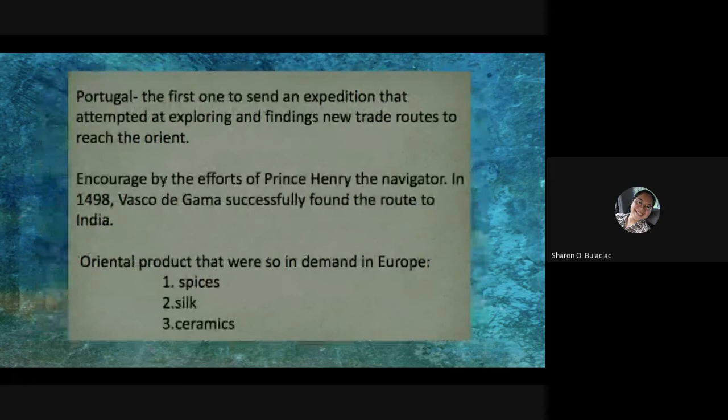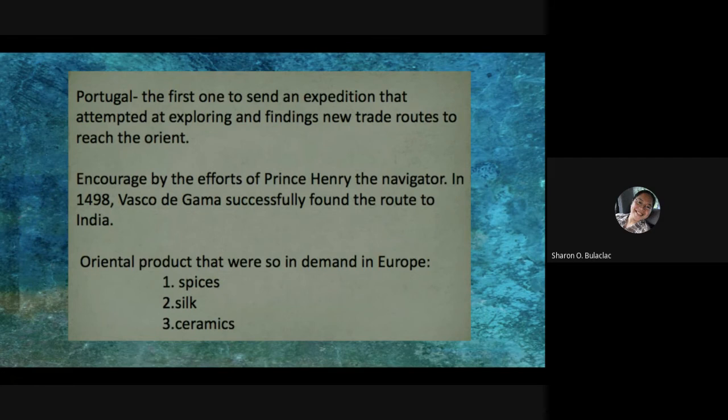So you have two Iberian kingdoms, Portugal and Spain. Most of Eastern Europe, mas malapit sa Asia, they can actually access Asia using the Constantinople route. But since it was blocked, it gave another opportunity for other kingdoms to find new trade routes. So these two Iberian kingdoms were facing a vast ocean, the Atlantic Ocean. The vast ocean was an opportunity for them to find a new trade route going to Asia.